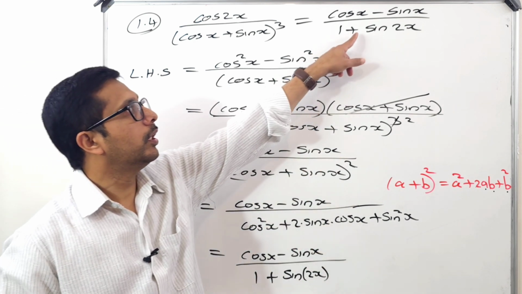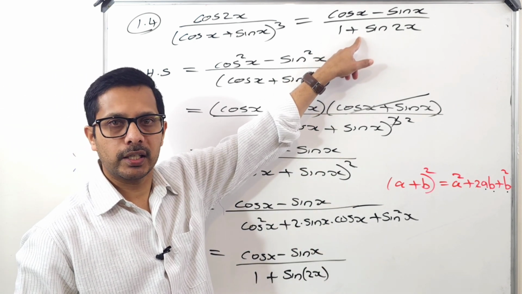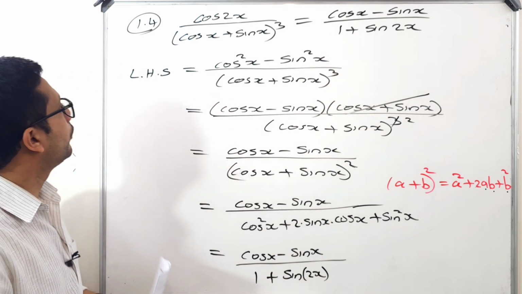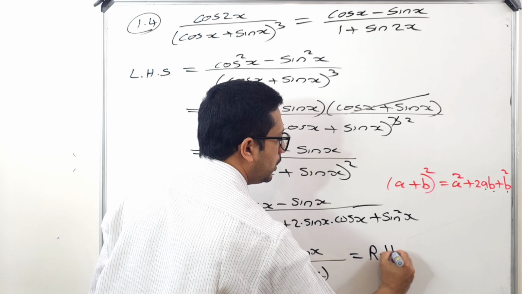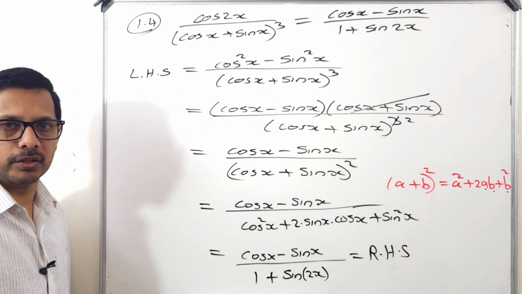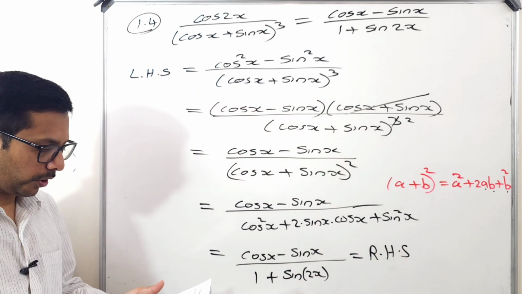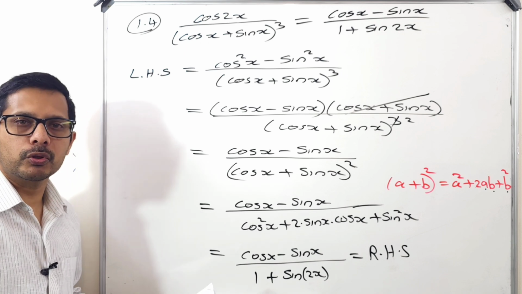What do we want to prove? We want to prove the right hand side. Okay, so now we are done. This is the LHS and we got the RHS. Do you understand? Okay, so that is question number 1.4. Now let's move to question number 1.5.